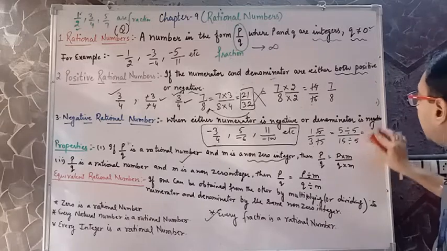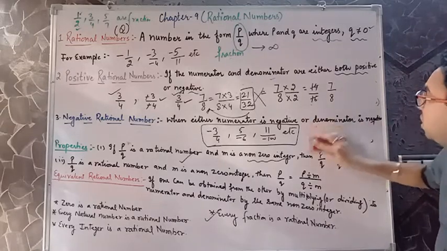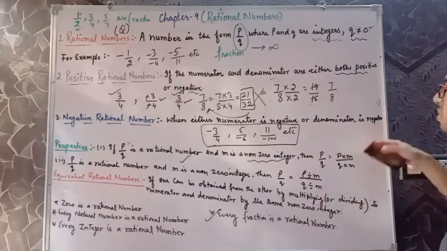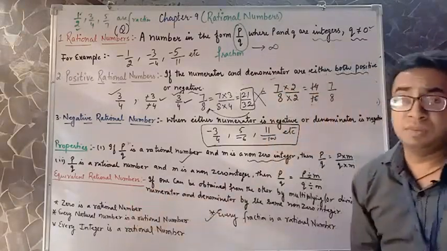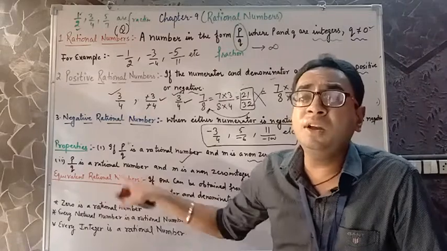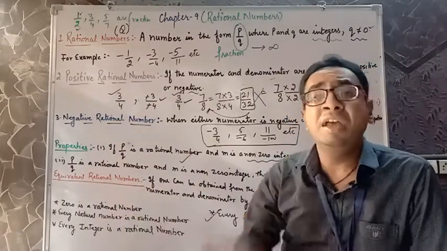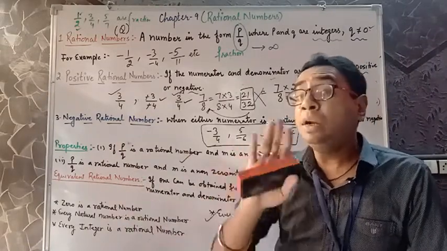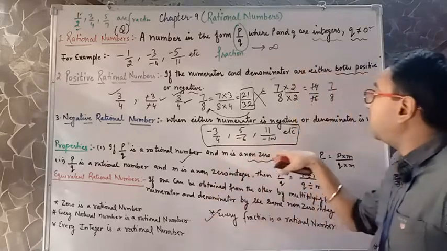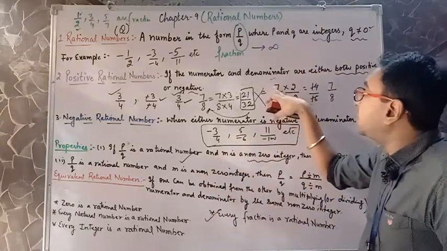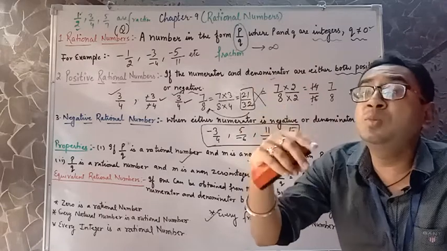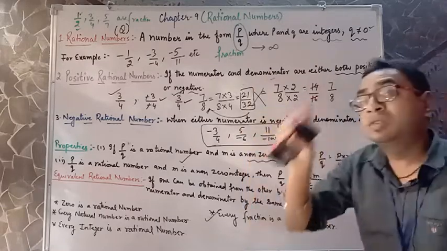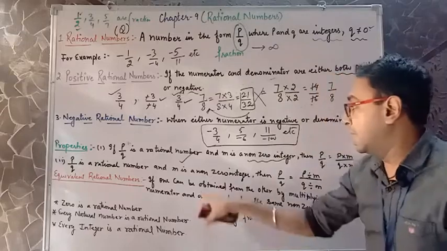Clear? Now, keeping these two properties in mind, we need to understand what equivalent rational numbers are. What do you mean by equivalent? It means same, equal. Very important. When two fractions are equal. But how are two fractions equal? Can you observe what happened here? I made 7 by 8 equal to 14 by 16, by multiplying the numerator and denominator with 2. This is what an equivalent fraction is.